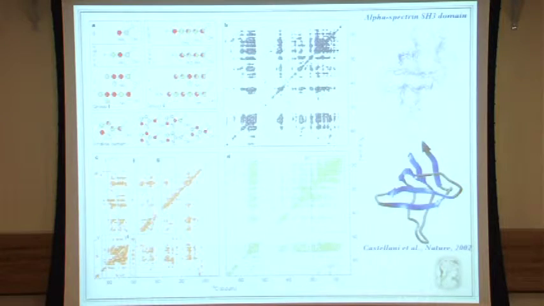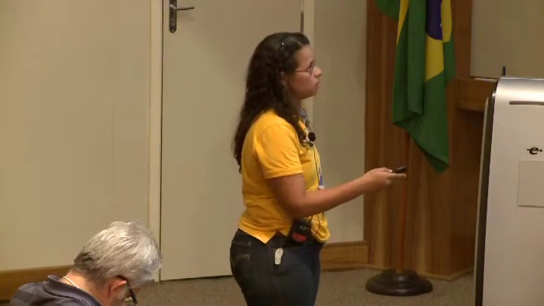So this was the first structure solved by solid-state NMR. It was published in 2002. We don't have a lot of structures already published. We have much, much fewer than in solution.